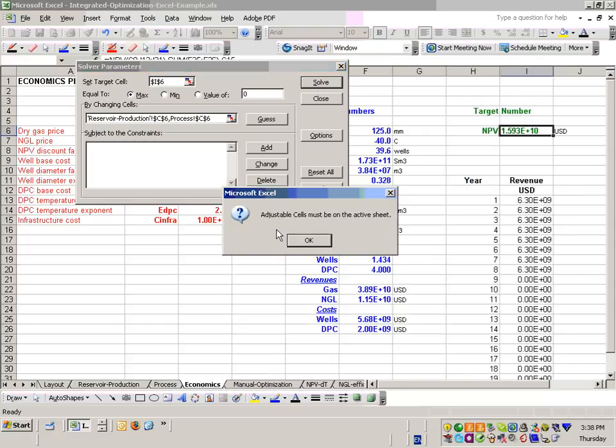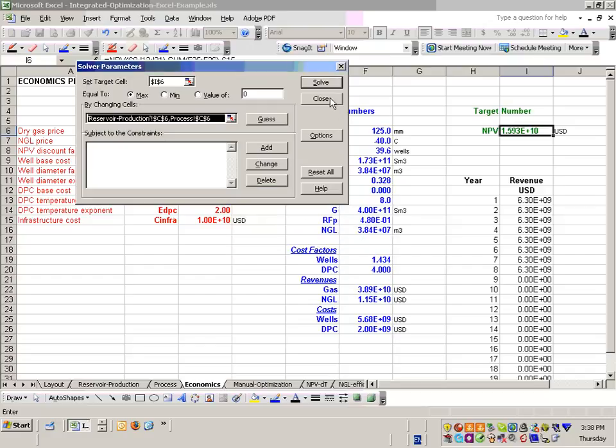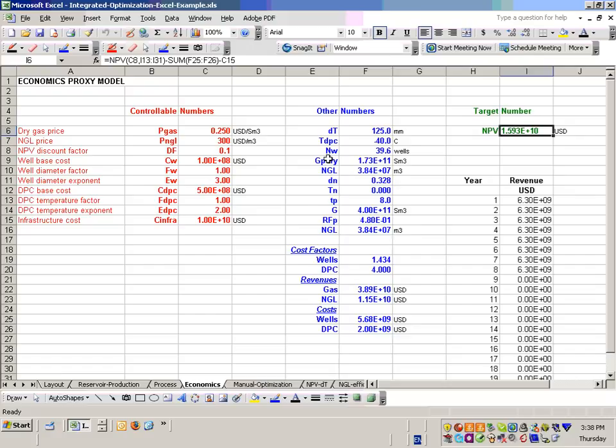Adjustable cells must be on the active sheet. That's the answer to your question. All right, so we can't do that, so we have to come up with a different strategy. Now we have models that are on different sheets, and for the solver to work, it has to have the objective target, all of the variables, and all of the constraints in the same sheet. That's the requirement.